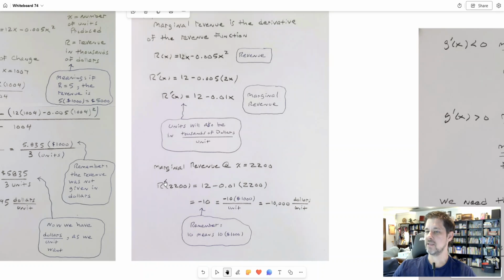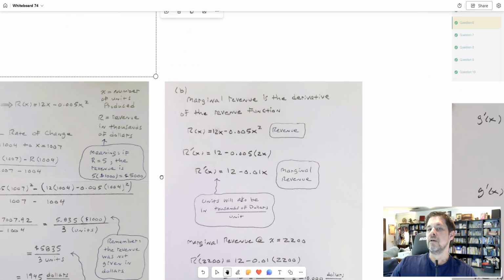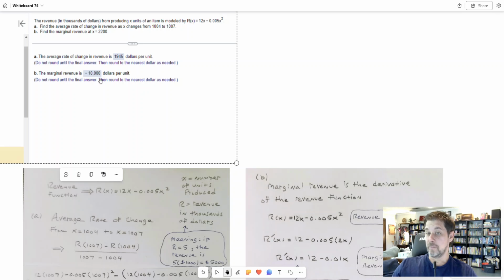Question for part B says, what's the marginal revenue when x is 2,200? So I take 2,200 into the marginal revenue function, and I get negative 10. But does that mean negative 10? Or does that mean negative 10 times $1,000 per unit? It's negative 10 times $1,000 on top, units on the bottom. Multiplying those together, I get negative $10,000 per unit. All right. So that is our answer for B with the units that are required, dollars per unit.